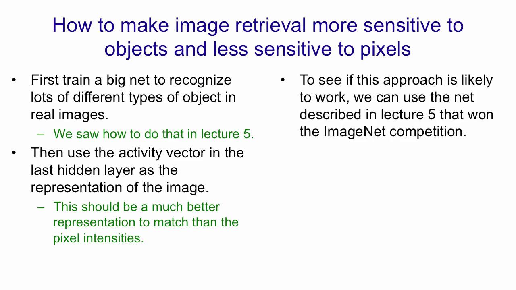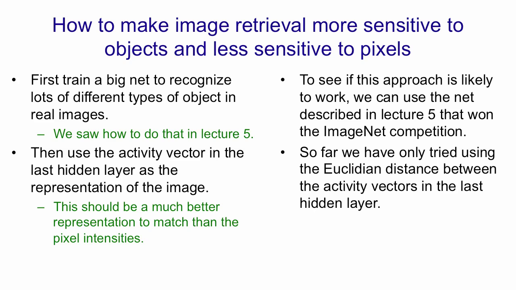This should be much better than the pixel intensities at capturing information about the kinds of objects in the image. So to see if this approach is likely to work, we use the net described in Lecture 5 that won the ImageNet competition. So far we've only tried it on Euclidean distance between the activity vectors in the last hidden layer. But obviously if it works for that, we could then take those activity vectors and build an autoencoder on those to get them down to binary codes. So let's first see if it works with Euclidean distance. It turns out it works really well. We don't know yet whether it'll work with binary codes.